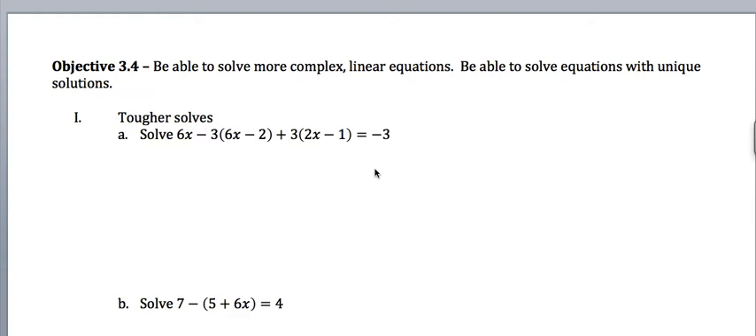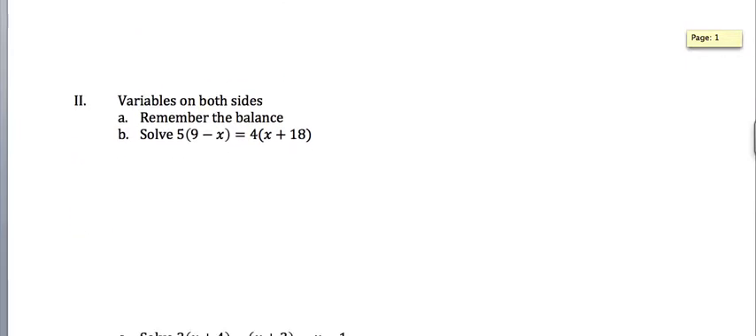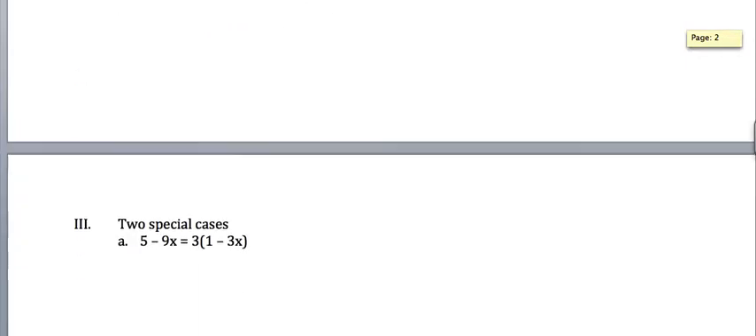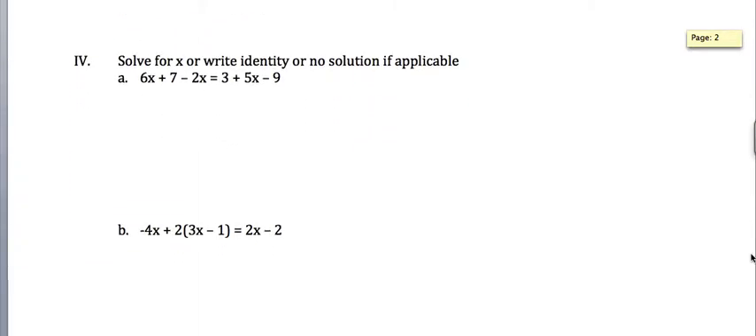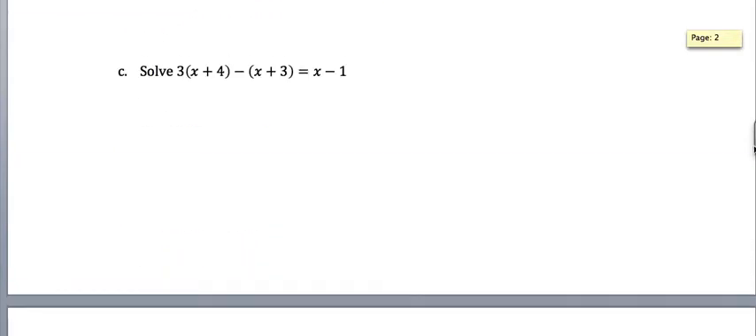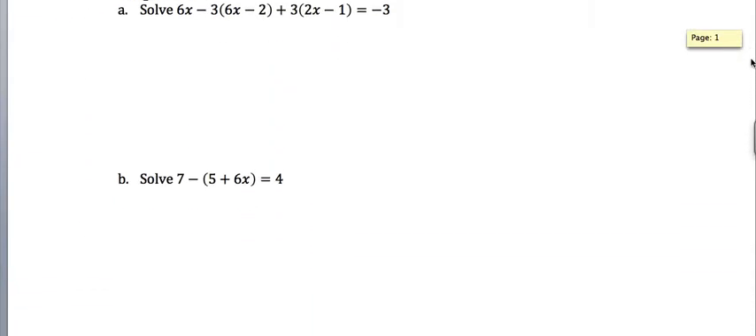All right, everybody. Today we are looking at being able to solve more complex linear equations and ones that are going to have some very unique solutions. So if you take a quick look through your notes, we're going to be doing some problems that use the distributive property, ones that have variables on both sides, and then we're going to look at some special cases, and then I'll let you guys practice a little bit.